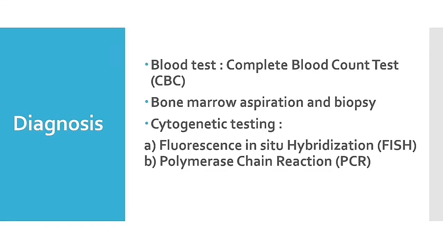Now coming to the diagnosis, an individual with CML, depending upon the stage, can be given a blood test, that is a complete blood count test or CBC. One can also be given a bone marrow aspiration and biopsy test, and one can also be given cytogenetic testing, which includes the fluorescence in situ hybridization or FISH test, and also a polymerase chain reaction or PCR test, which examines the chromosome.